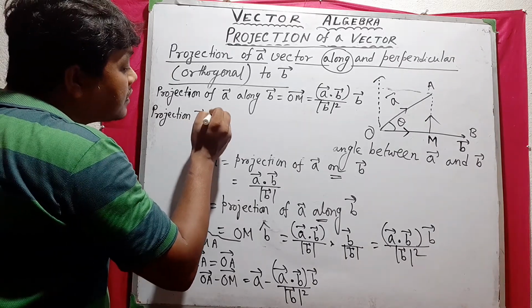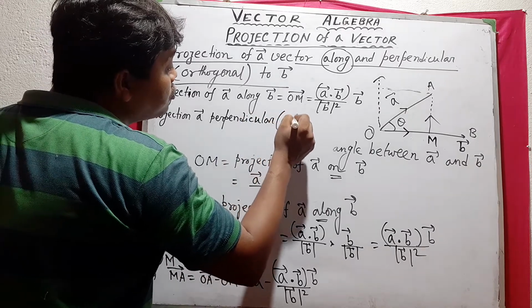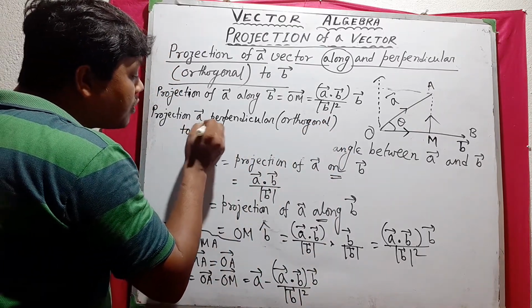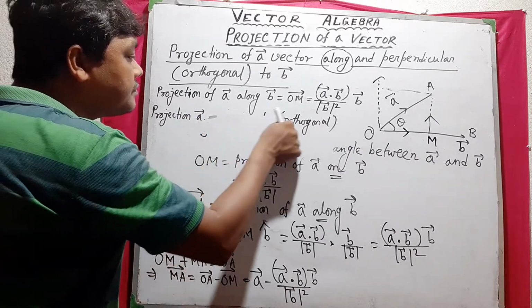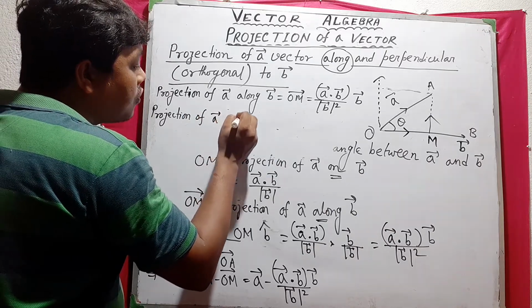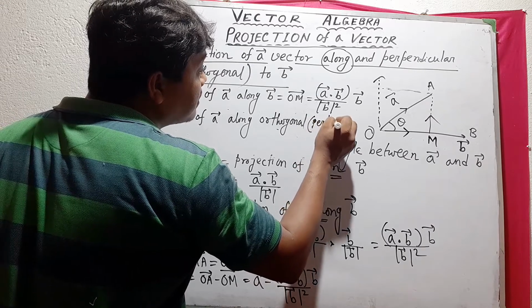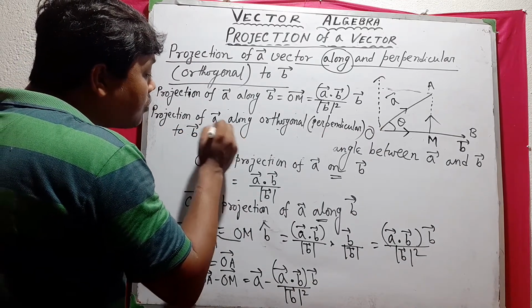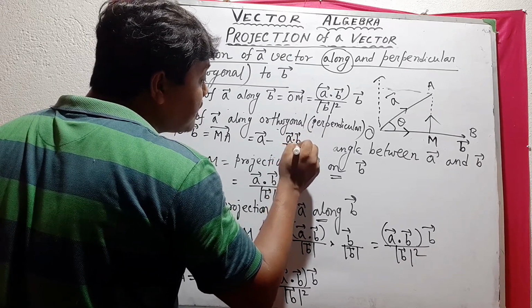Another, projection of A orthogonal or perpendicular, ব্র্যাকেটে লিখে দিই perpendicular or orthogonal, along B vector, perpendicular to B vector, projection of A along orthogonal or perpendicular to B vector, that is MA vector, that gives A vector minus A dot B by mod B square into B vector.